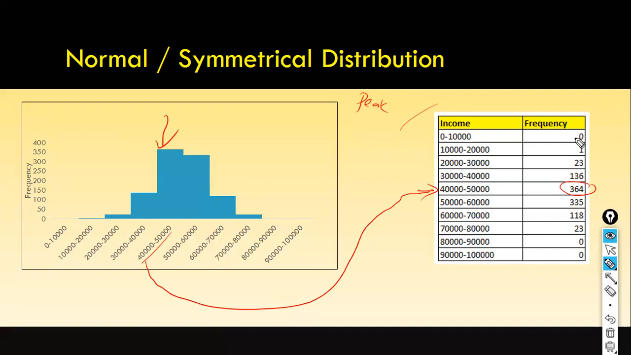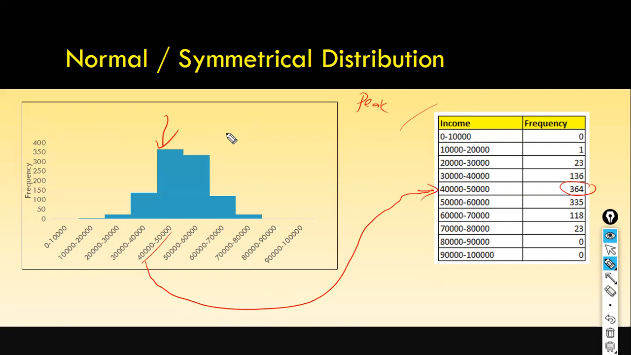364 employees compared to others, right? Here only 335. 118 employees are getting the salary between this range, and none of the employees are getting the salary between this range. 23 employees are getting. So here, the majority of the employees are here, right? We can see that here, 364 employees are drawing the salary in this range.